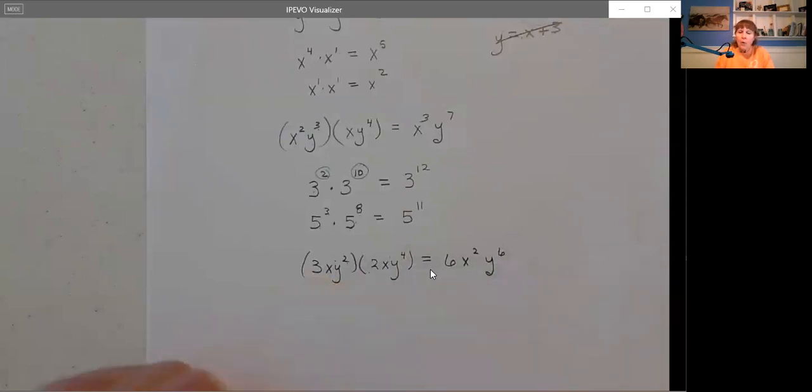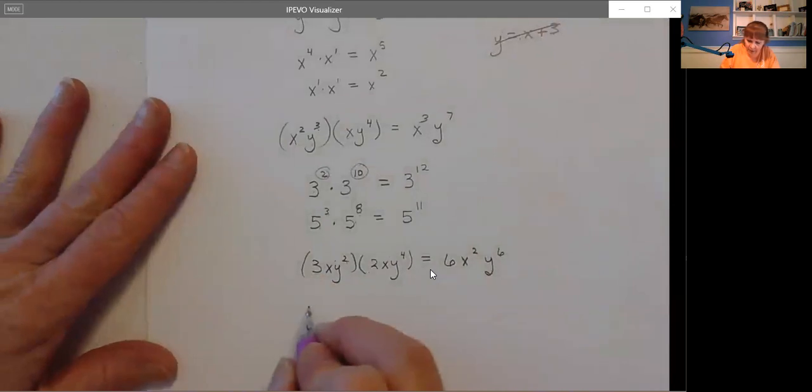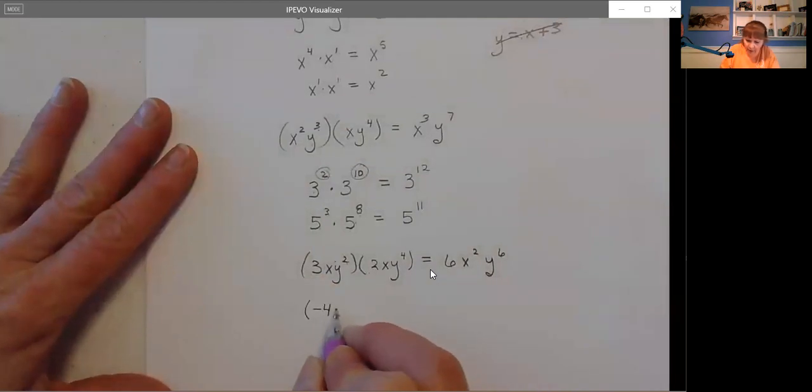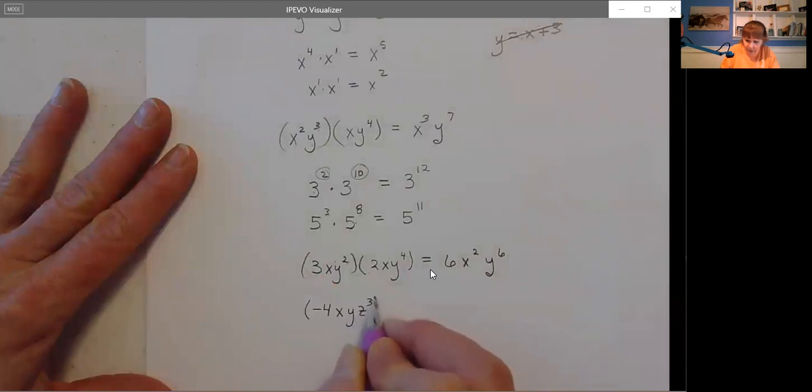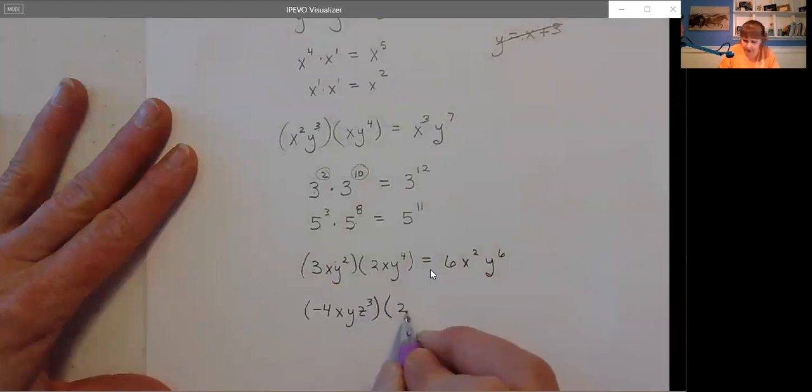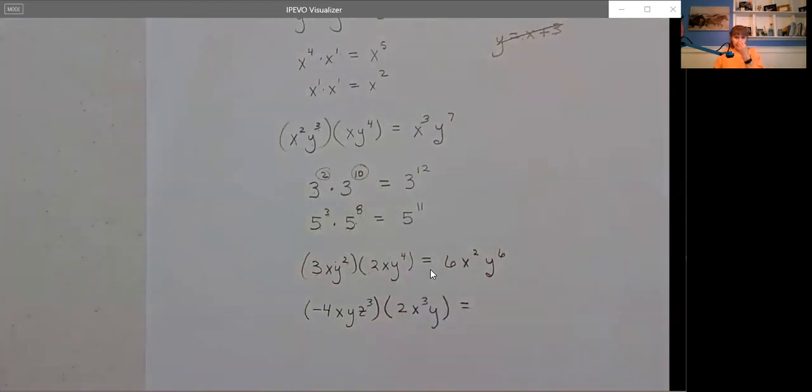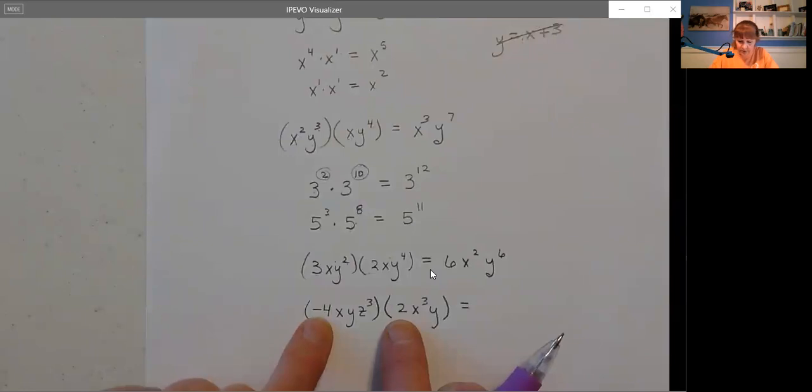All right, now what if I would have had a z in there? And here, let me come up with another one. Here, let's say negative 4xyz cubed times 2x cubed y. All right, let's say I'm multiplying these two together. So I'm going to go ahead and multiply these numbers in front, these coefficients in front. I'm going to take a negative 4 times 2.